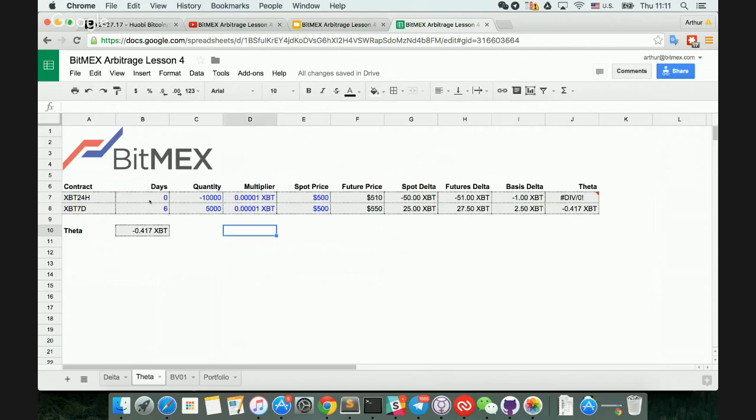Now, this is a very important concept to calculate your theta, because what you want to know is, is my portfolio making or losing money every day just from existing? Some trades that you put on, you're benefiting from time elapsing, because essentially you're selling volatility, and you want time to elapse as quickly as possible so that you can make that difference between two futures contracts or futures contracts and spot.